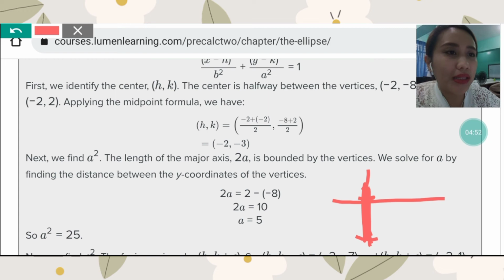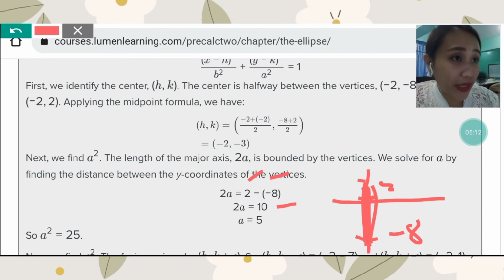So we know that the coordinates are again -8 and 2 there. By subtraction, 2 minus -8 gives us 10. But since we know that the distance of the major axis, the whole axis, is 2a, solving for a, we divide both sides of the equation by 2. So that gives us 5. So if a is 5, therefore a squared is 25.